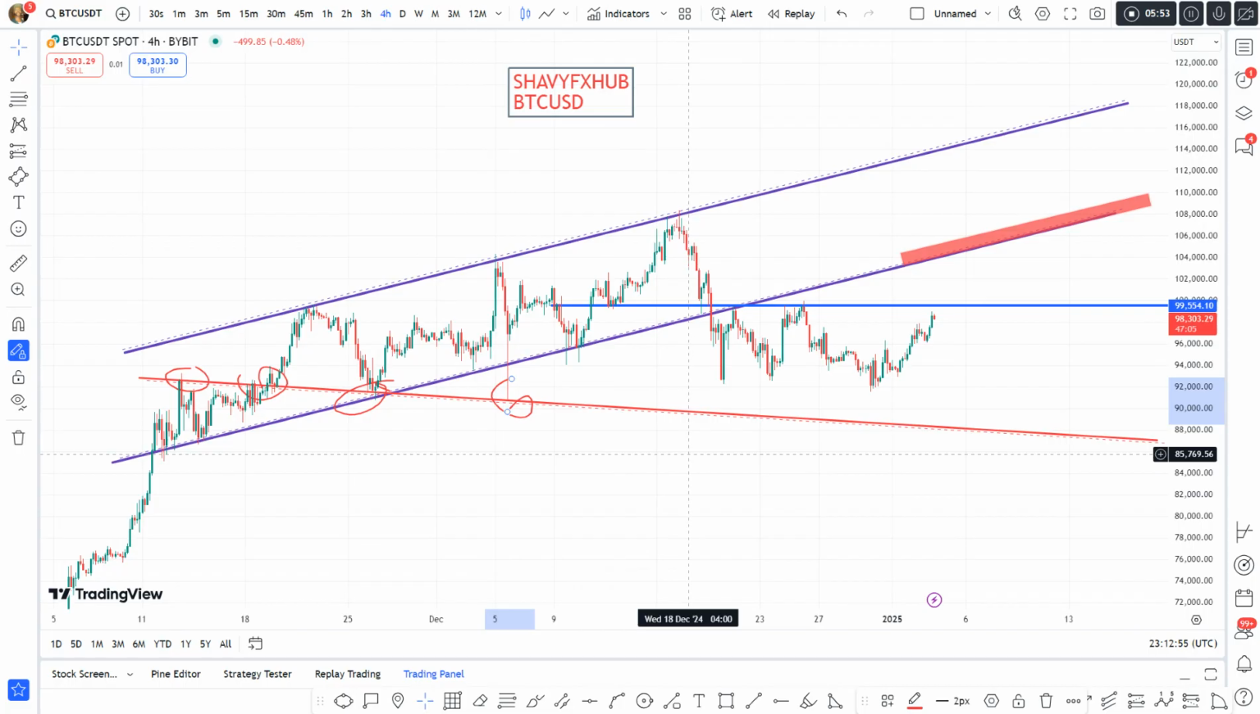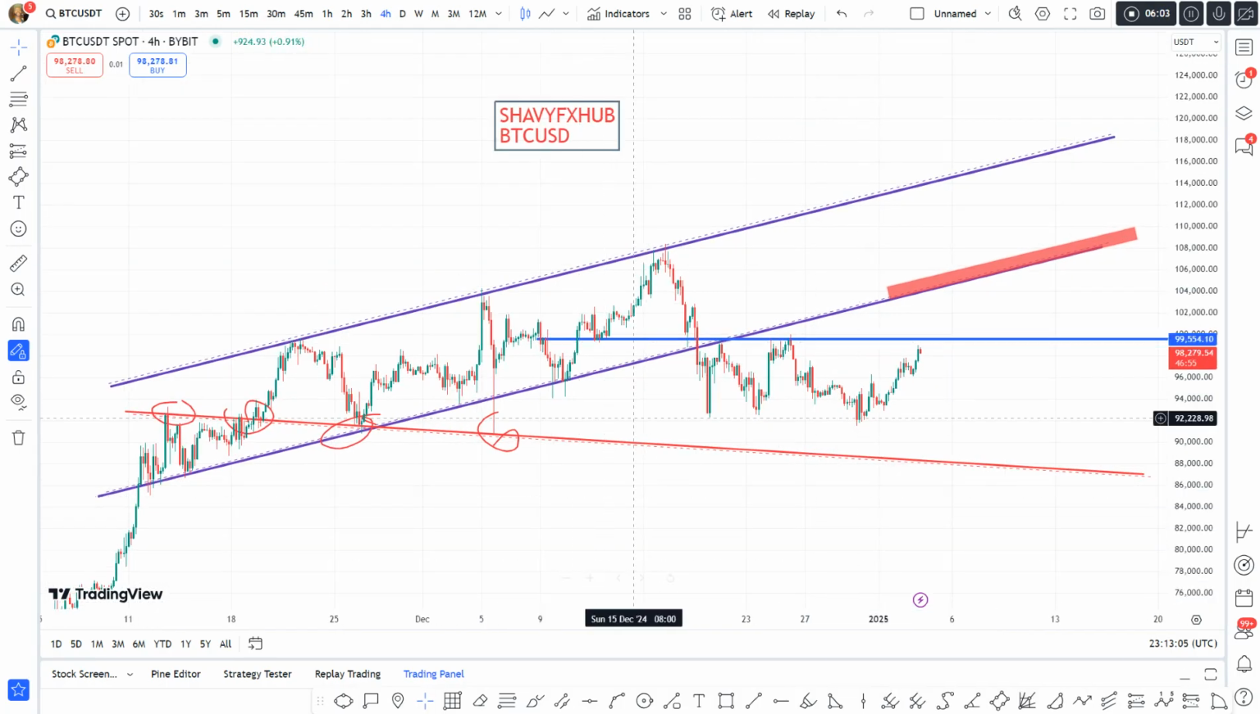Now, when you look at the two of them, they are forming a triangular chart pattern and it's expanding. That means BTC has more room. It can go down and it can go up. Look at the channel, look at the triangle here. You can see the way it's expanding. This is the roof and this is the floor.